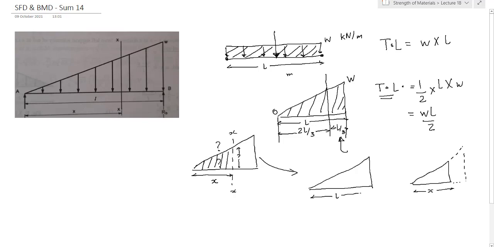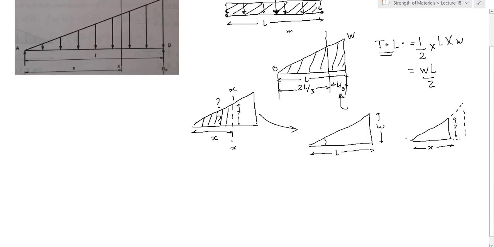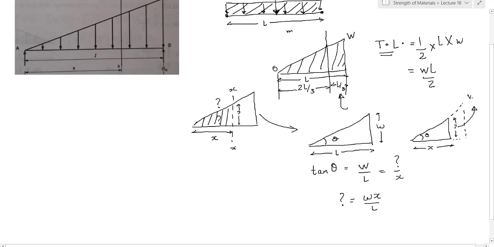This complete distance is L. They have said that for this complete distance L, the complete weight is W. Then what is this value? How can we find out? We can use simple trigonometry. We can say that tan theta will be the same. This angle is the same, theta, for both cases, right? Tan theta is opposite upon adjacent. So it is W upon L, and it will be question mark upon X, right? So what will be the value of the question mark? It will be Wx upon L.